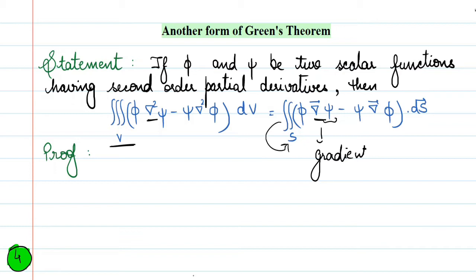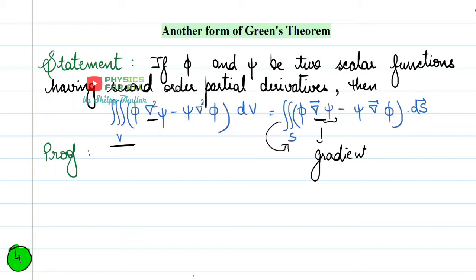Thus, this form of Green's theorem is relating volume integral with the surface integral. Whereas the earlier form that we did, Green's theorem in the plane, was relating line integral around the curve with the surface integral over the surface which is bounded by the curve. There also we had two functions, M(x,y) and N(x,y). Here we have phi and psi being the two scalar functions. But here we are relating volume integral of the scalar fields that are present with the surface integral. So surface S is enclosing volume V.